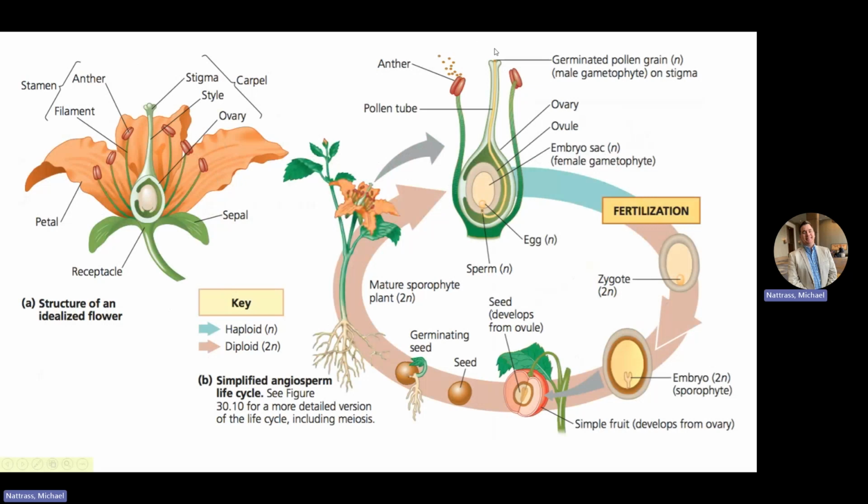But the anther will send that pollen grain down the pollen tube and fertilize that egg. And there's a process that goes along with that. Science likes to break it down into steps. Once that egg is fertilized, it will begin to develop into a fruit that has a seed.